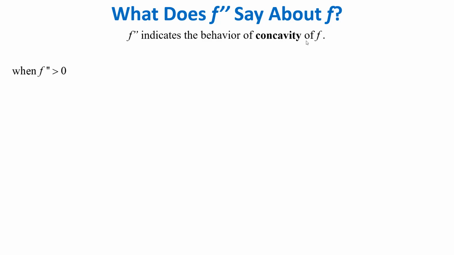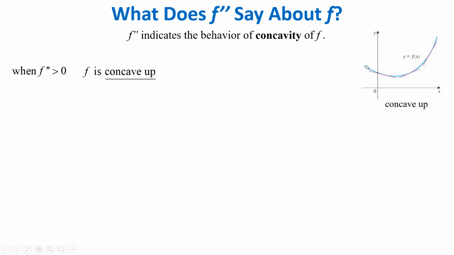Next, I'll talk about what f double prime says about the original f graph. F double prime tells you the behavior of what's called the concavity of the f graph. And I'll say that when f double prime is positive, that means that f is concave up. And what it means to be concave up is the graph is kind of shaped like a smiley face. It's like up, it's happy.